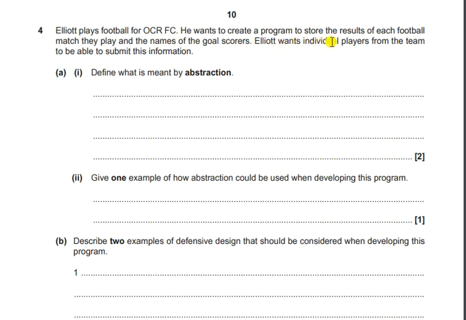Now Elliot wants individual players of the team to submit this information. What he wants is that each player will tell how many goals they have scored, and then the program will total the number of goals and store them in an array. This is what Elliot wants. So in the first part of the question, we are asked what is meant by abstraction.